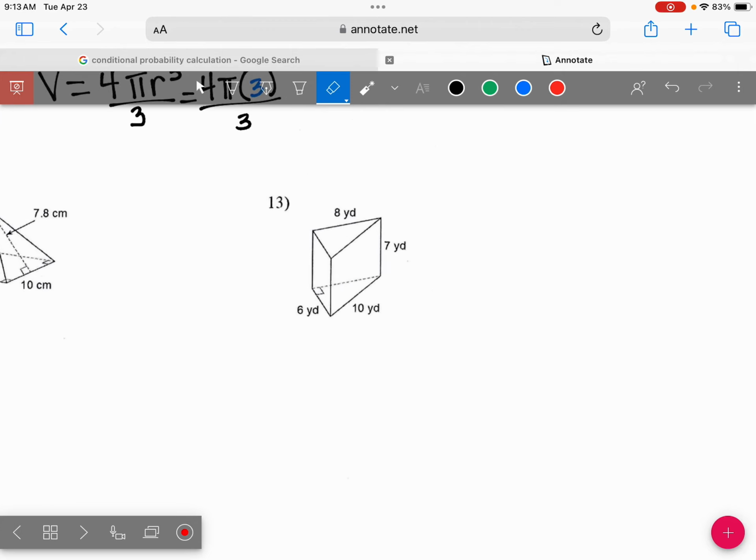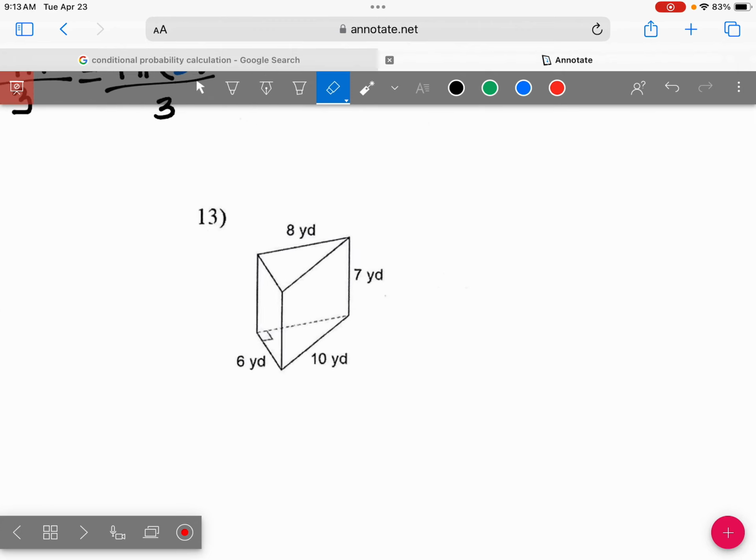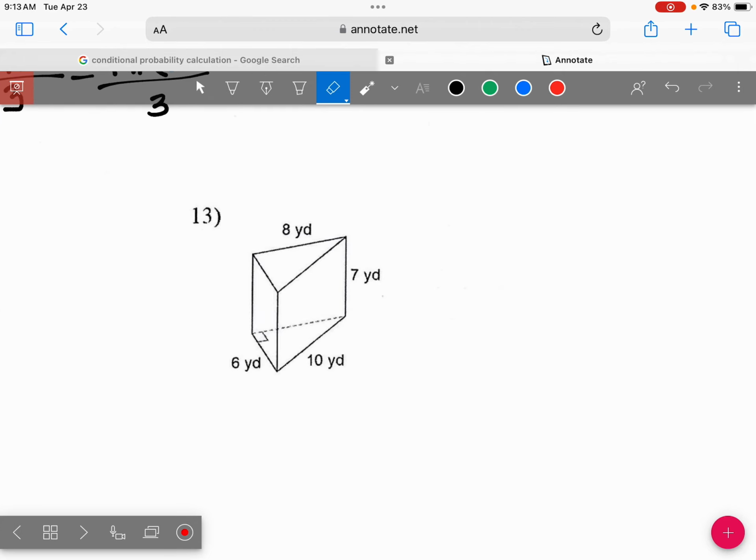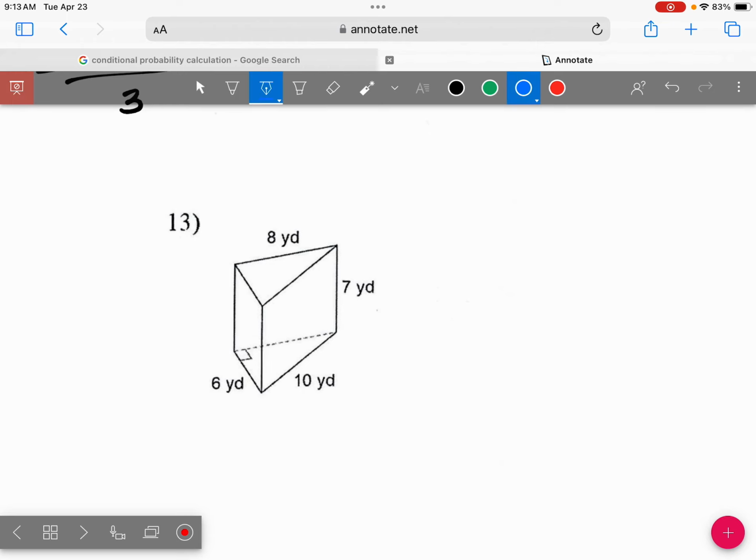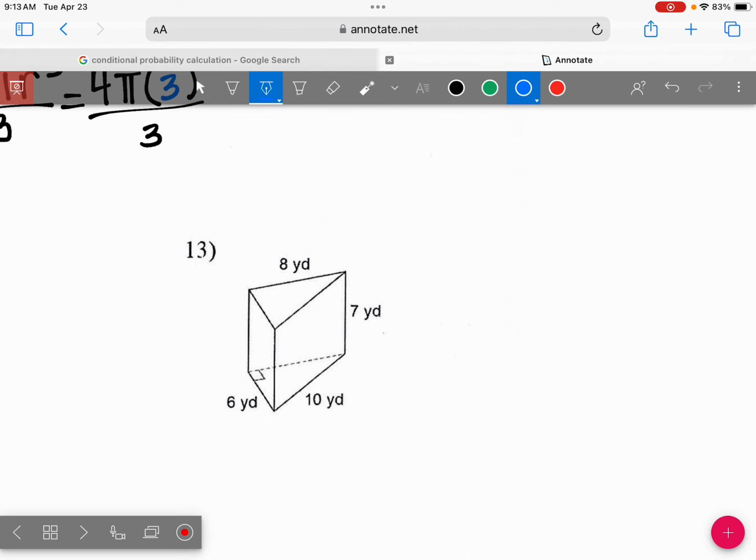Okay, so what's the shape? What do we have here? Is this a prism or a pyramid? Prism, because it has the same shape. Does everyone see how you have a triangle at the top and you have a triangle at the bottom? So this is a triangular prism.